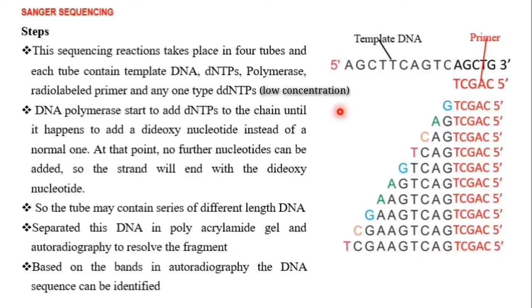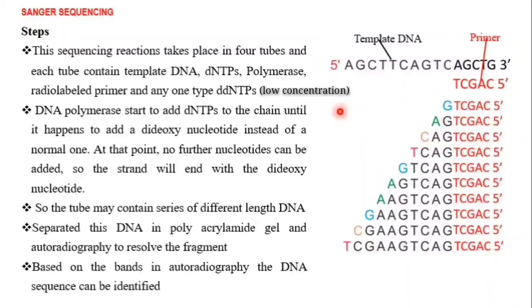The DNA polymerase starts to add dNTPs to the chain until it happens to add a dideoxynucleotide instead of a normal one. When we keep the reaction tubes, the polymerase will add dNTPs into the chain.